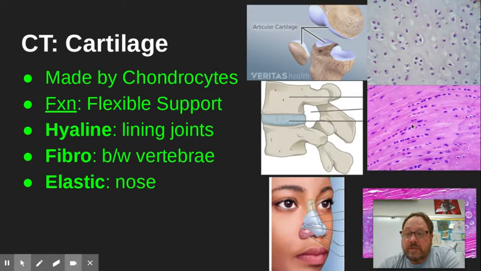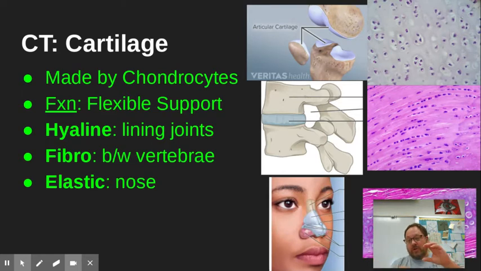Fibrocartilage is different because fibrocartilage produces a bunch of fibrous proteins. So this is a type of cartilage that's really tough. Okay, so fibrocartilage discs are what we see between our vertebrae in our back. So you have the bones of your vertebral column, but you need some flexibility or some movement in that, right?